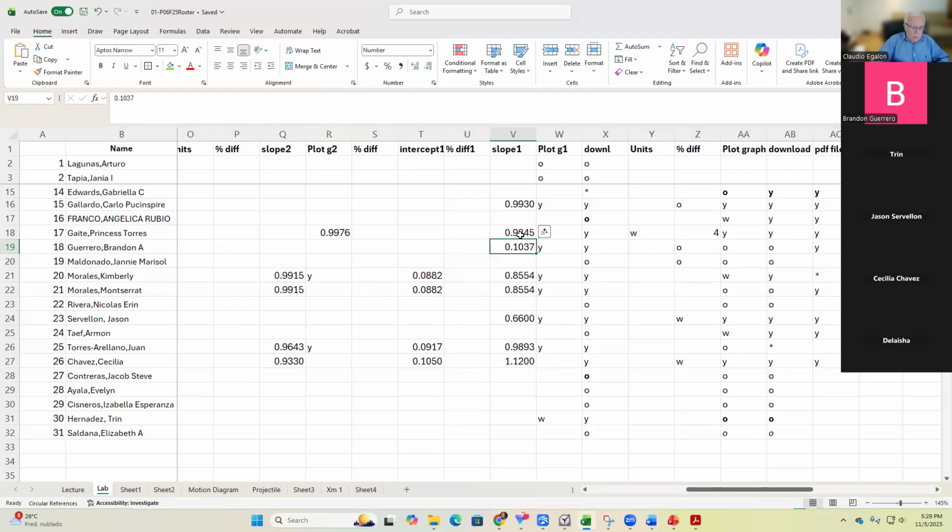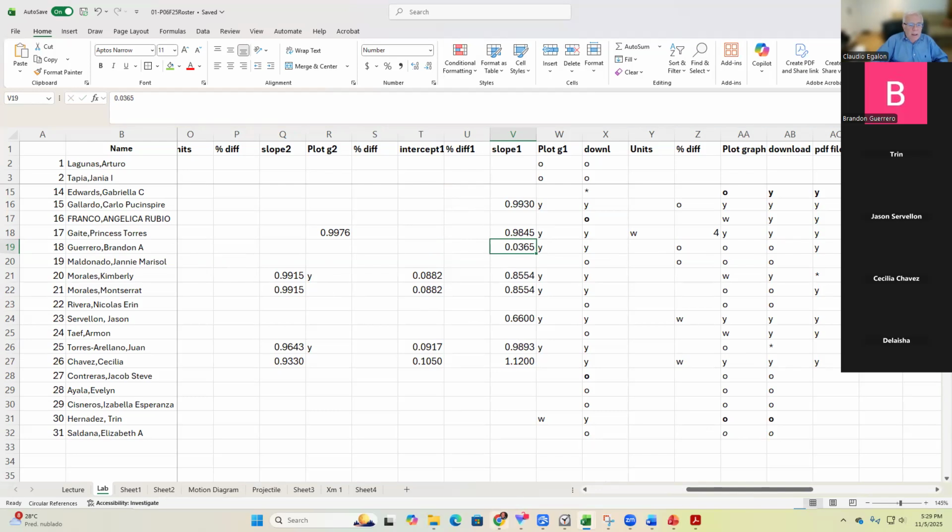0.0365. But is that the slope or the intercept? It's the first number. Okay, so tell me again, what's the value? 0.0365. Yeah, it's also too small. Too small. There's something wrong there. That's not the right number.